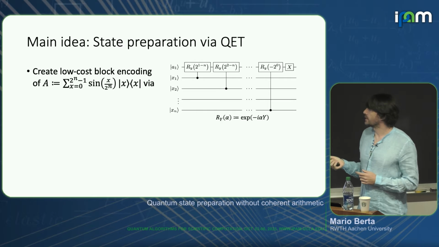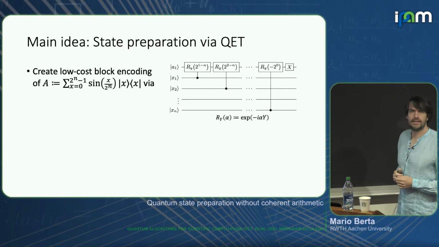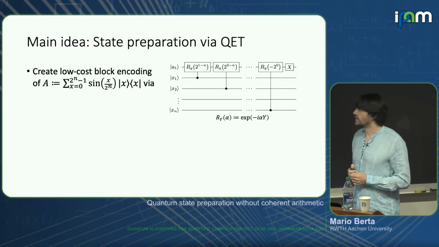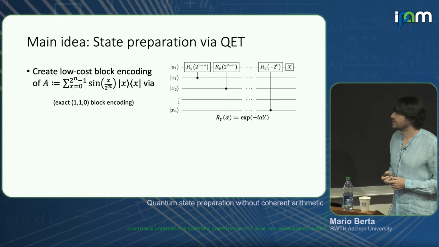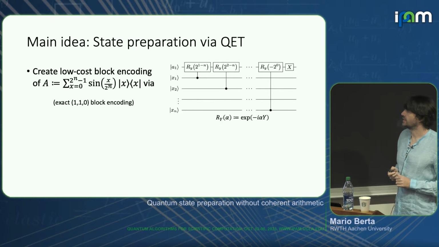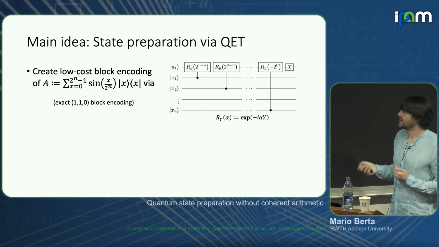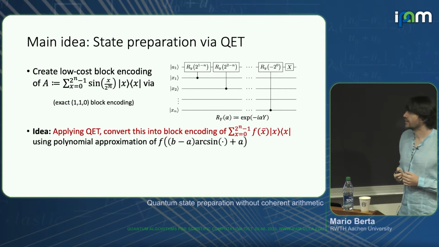So you can just use this n-controlled Pauli Y rotation to create a state like that. Okay. And okay, so if you want, this is a 1-1-0 block encoding. So you need 1 ancilla qubit. Normalization is 1 already, and you don't make any error, at least if you can implement this perfectly.